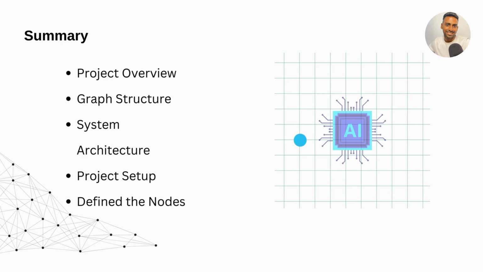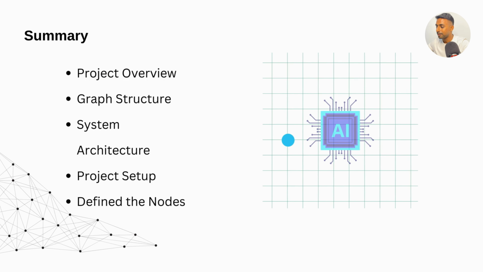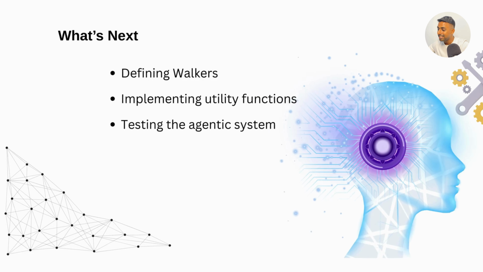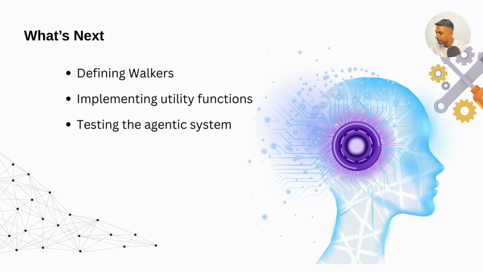All right, so that brings us to the end of this video. And just to recap what we covered in this episode, I went through the project overview. I explained how our graph will look and what our system architecture will be. We set up some of our files, the requirements, the env, set up the project, and then we also defined our nodes. In the next video, we're going to be defining the walkers. We are also going to be implementing some of our utility functions and also test the system at that point to see whether it's all good to go.